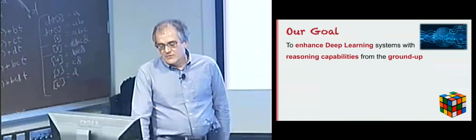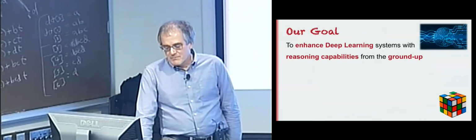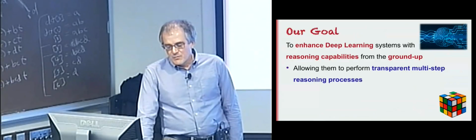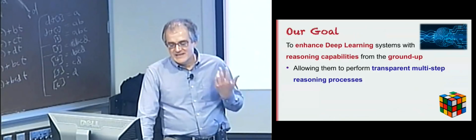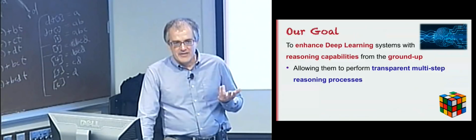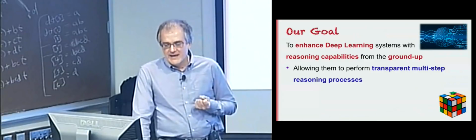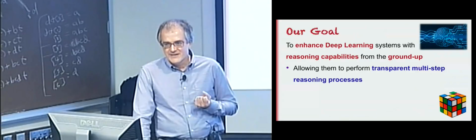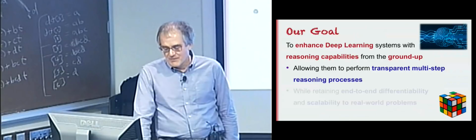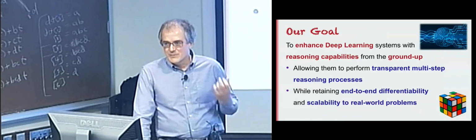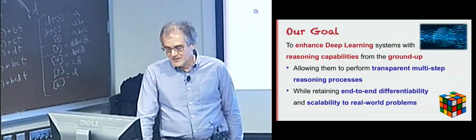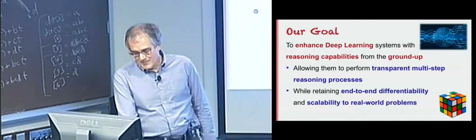And so what this work is about is asking whether there is a good way in which we could build deep learning systems that are designed to be good for capturing reasoning from the ground up. What I mean is that we want them to be able to model a transparent multi-step reasoning process, as humans do when they think things through or plan out the steps of something. But we want to do that in a way that still exploits all the strengths of recent work in neural networks. So we'd still like a model that maintains the nice, easy to work with end-to-end differentiability of modern neural network systems, and scalability to real-world problems.